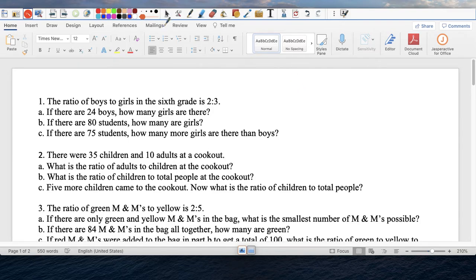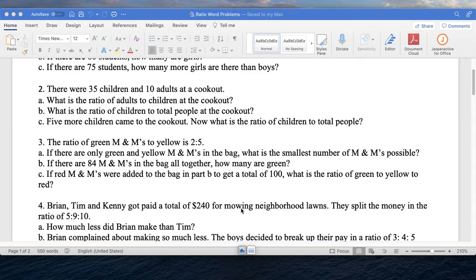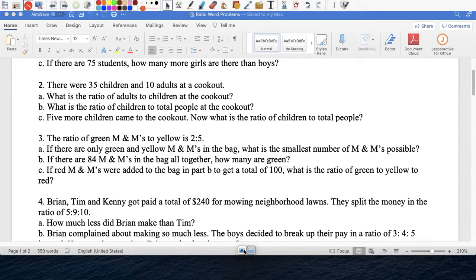Use whatever you want. I gave you options today. Tape diagram, number line, double number lines, just proportions.